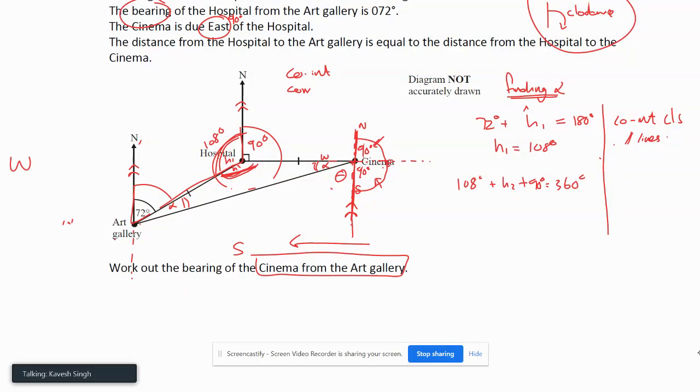So here we go. In the triangle, we're going to find h2 now. We're busy finding h2, which is over here. Let me just neaten this up a bit. h2 is here, h1 was there. 360 minus 108 minus 90. So 360 minus 108 comes to 252. 252 minus 90 is 162. So 162 degrees would be your angle h2.